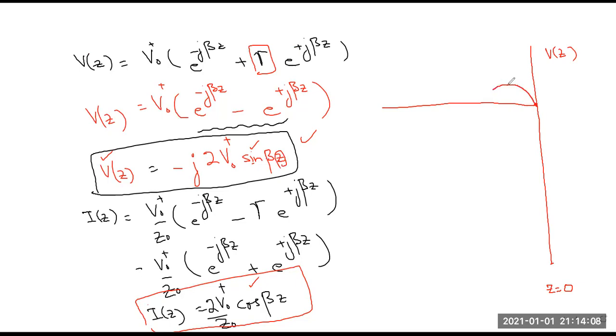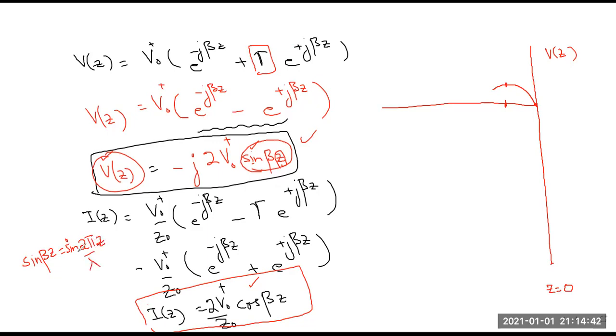Okay, and then it will attain its maximum value somewhere over here, and we can easily find out what is that Z value at which the voltage will become maximum. So when will this voltage become maximum? When this sine function attains its maximum value. Let me do some rough calculations over here. Sine beta Z. We already know that beta is related to lambda, so in place of beta, we can write 2 pi by lambda, and then Z.